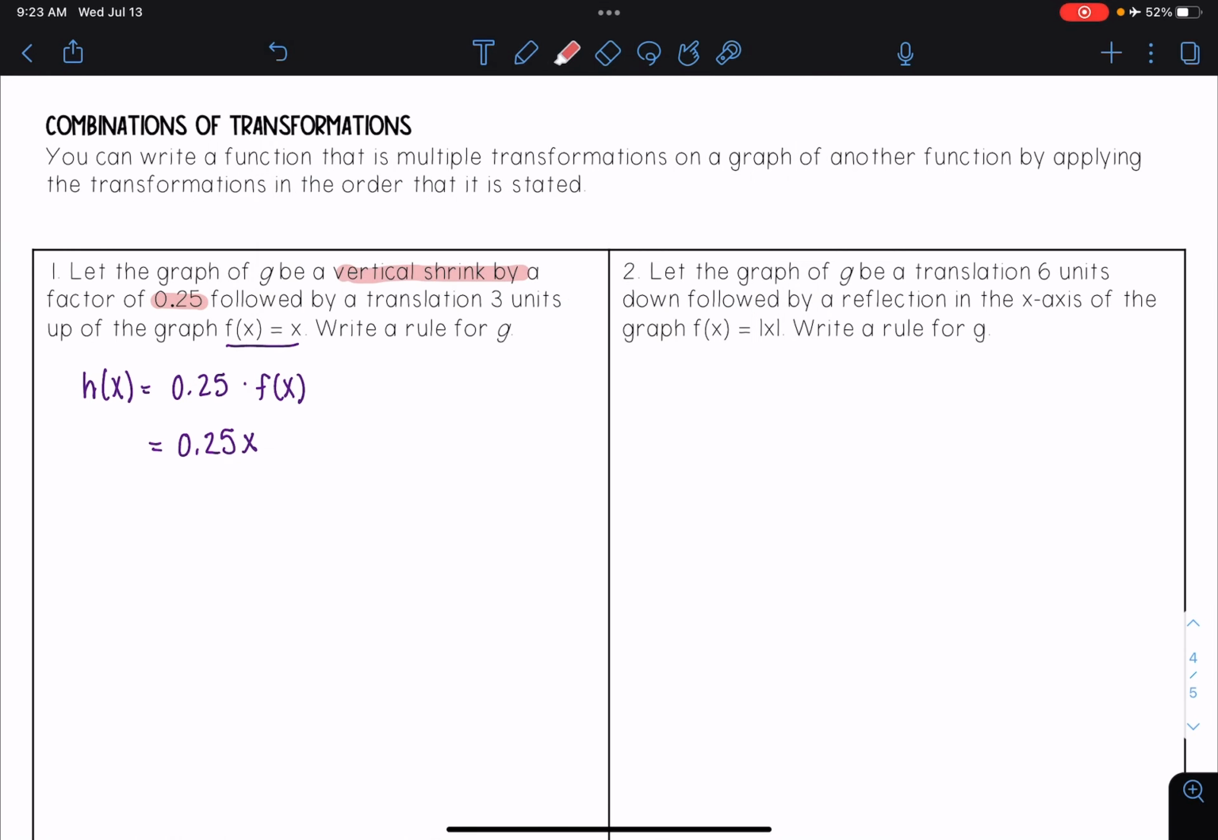The second one says that this is followed by a translation 3 units up. So since this is a translation 3 units up, that means we're adding 3 to our output. So g of x is then going to equal our function we just found, h of x, plus 3. And since h of x is equal to 0.25x, that means that my function g is going to be 0.25x plus 3.